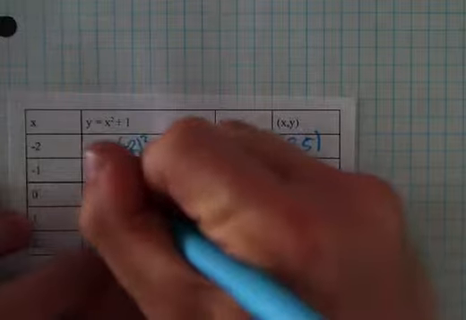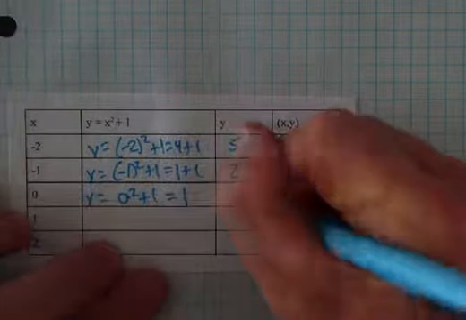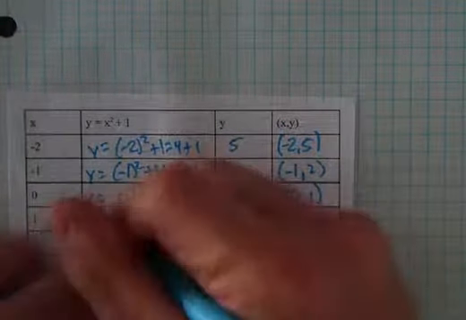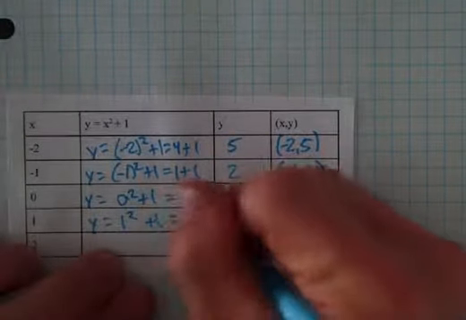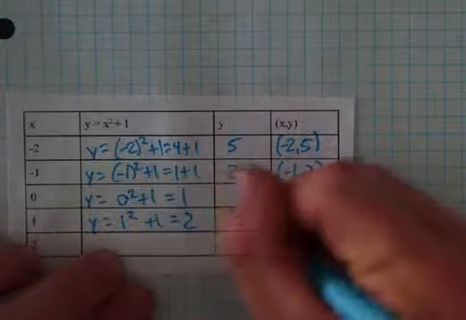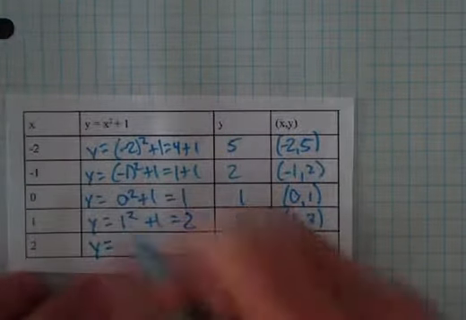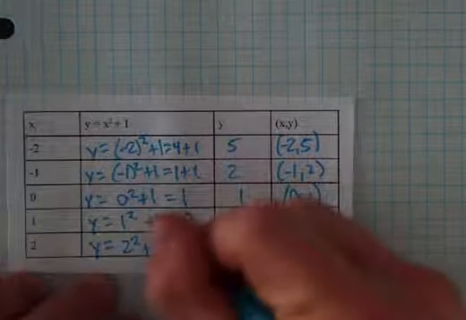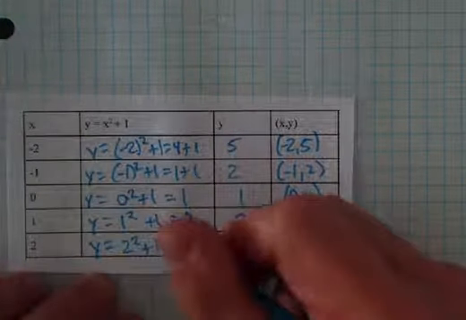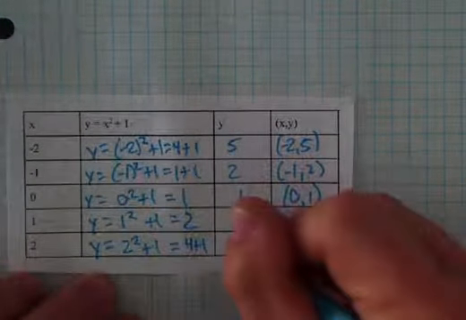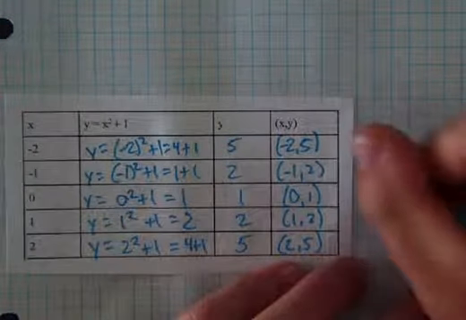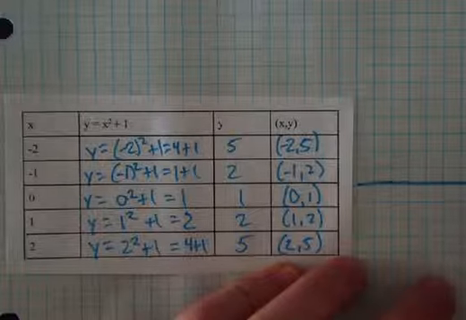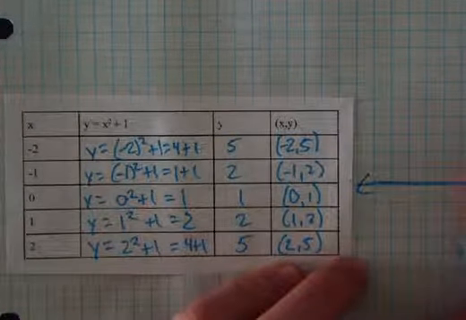Y equals 0 squared plus 1, which equals 1. So we have 0 comma 1. Y equals 1 squared plus 1, which equals 2. 1 comma 2. And then y equals 2 squared plus 1, which equals 4 plus 1, which equals 5. So we have 2 comma 5. Okay, I'm going to go ahead and graph this. Don't worry, I'll move it so you can see it in a second.